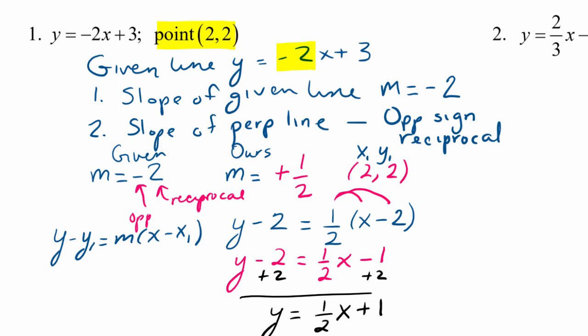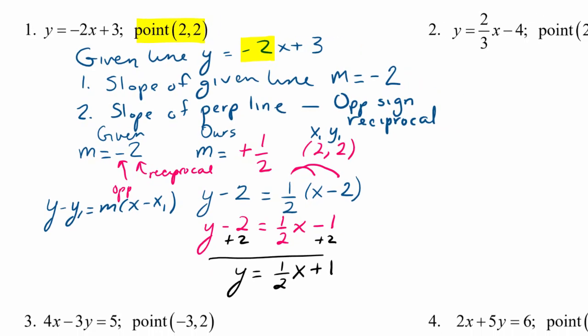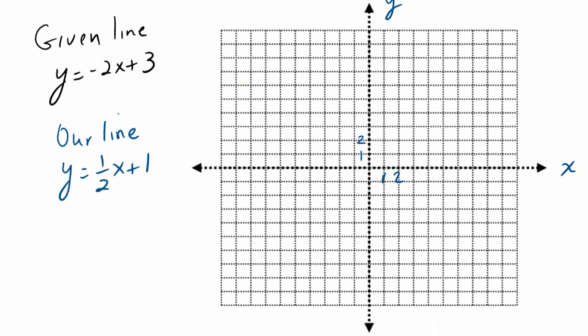Okay, we're going to take this answer with our given line and graph them, and let's see what it looks like, just so that you can visualize this a little better. So we're going to graph our given line. The y-intercept is (0, 3). I'm going to graph it in red. So (0, 3), and the slope is negative 2 over 1. So we're going to go down 2 and over 1 to the right. And then we're going to draw the given line first. So here's the given line.